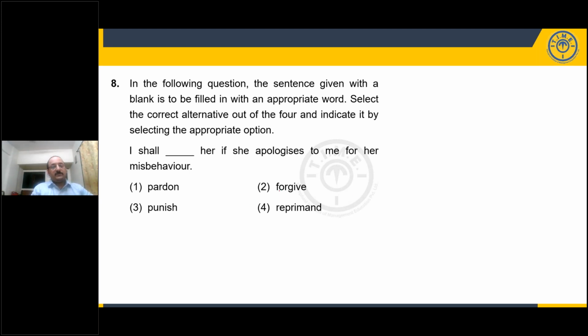So in this case, because the person has apologized to me, there's no question of pardoning the person. Yes, I could possibly forgive the person. Punish is again wrong. Why should I punish somebody if the person apologizes to me? And what does reprimand mean? Reprimand is to scold. For example, my mother reprimanded me for coming late. But reprimand again doesn't work in this context. So option number 2, forgive, is my answer. I shall forgive her if she apologizes to me for her misbehavior.